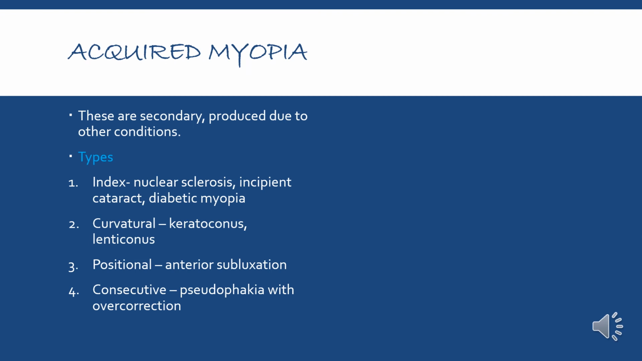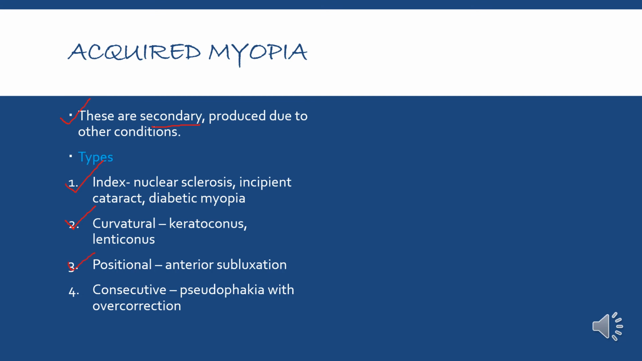So the last type is acquired myopia. These are secondary and produced due to other conditions, and are also similar to simple myopia. The types are index, caused due to nuclear sclerosis, incipient cataract, diabetic myopia, etc. Then the next is curvatural, caused due to keratoconus or lenticonus.